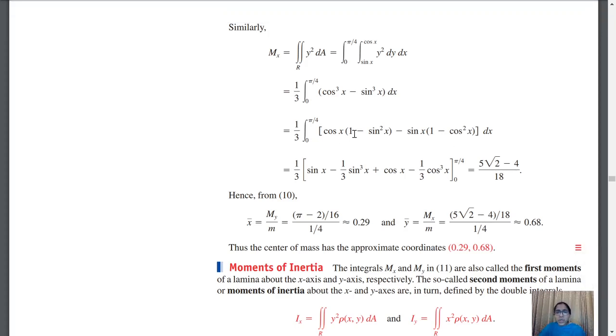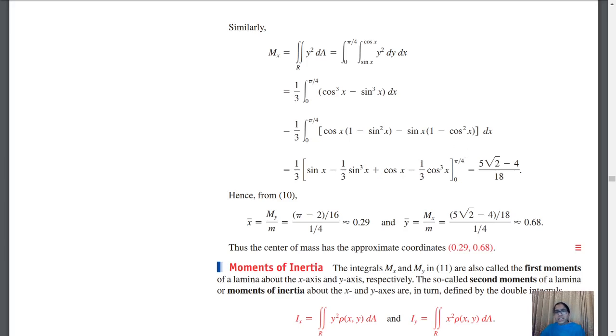So the first term will be cos x. We know the integration of cos x is nothing but sin x. The second term is cos x into sin square x. So here we will use the substitution method. We will substitute sin x as u, and the derivative of u is cos x, so du will be cos x dx. So cos x and cos x will get cancelled, and you will get the integral to be minus 1 by 3 sin cube x. Similarly here also we'll get plus cos x minus 1 by 3 cos cube x, varying from 0 to pi by 4.